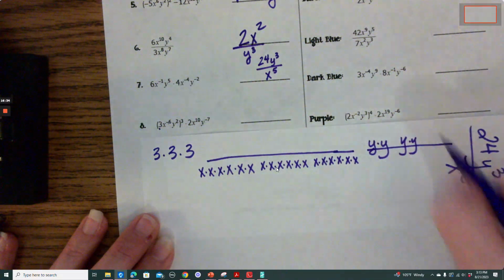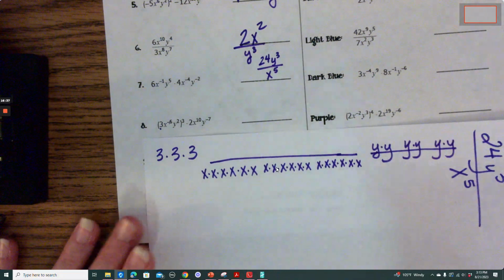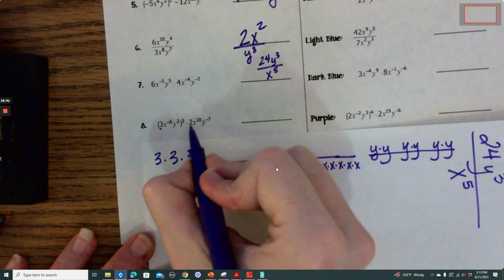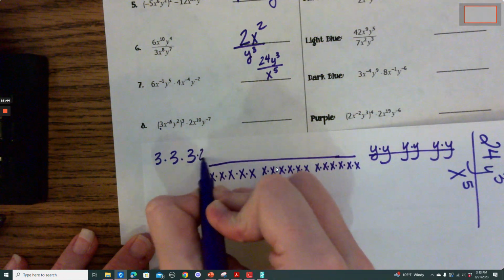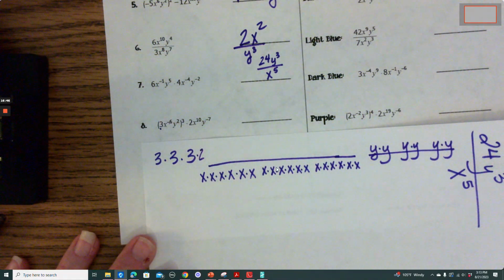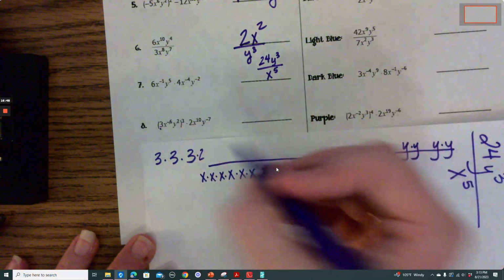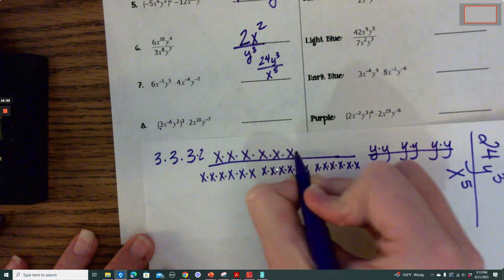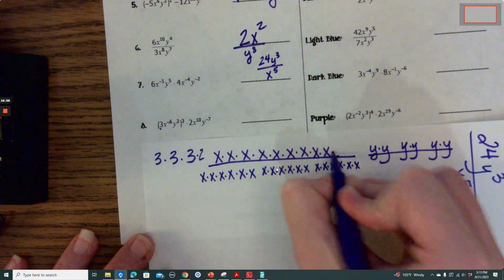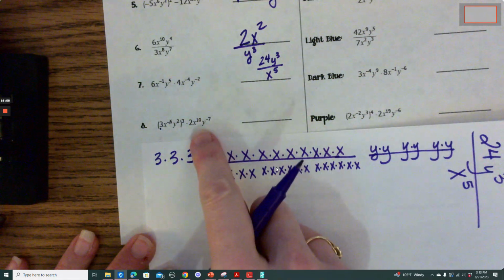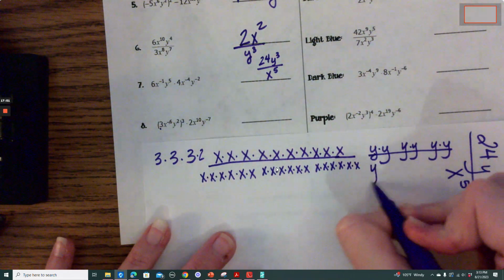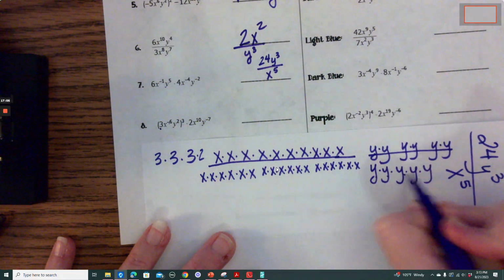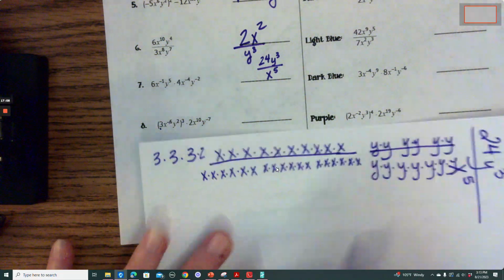So that's 2 times. So if it's outside of parentheses, that's how many times you would repeat it over and over again. All right, now I've got a 2 on top, so I can just stay up here. And then x to the 10th: 1, 2, 3, 4, 5, 6, 7, 8, 9, 10. And then y to the negative 7th. So 7 y's on the bottom: 1, 2, 3, 4, 5, 6, 7.